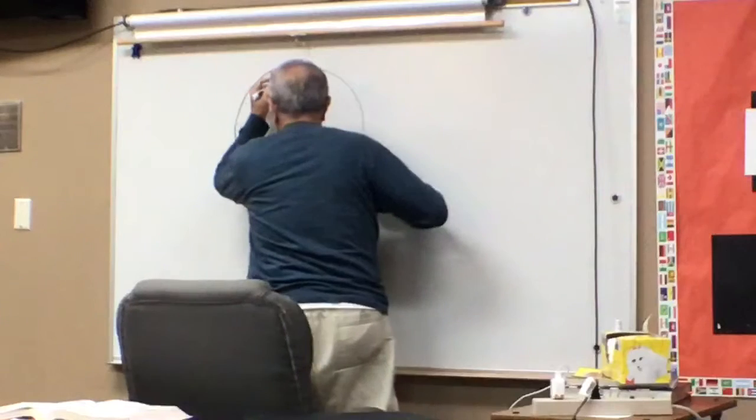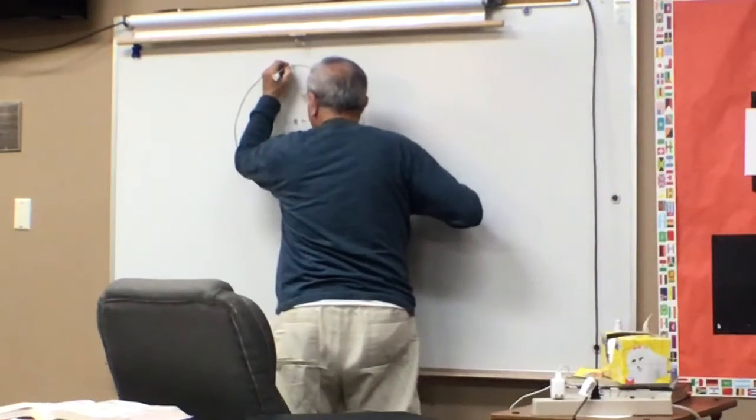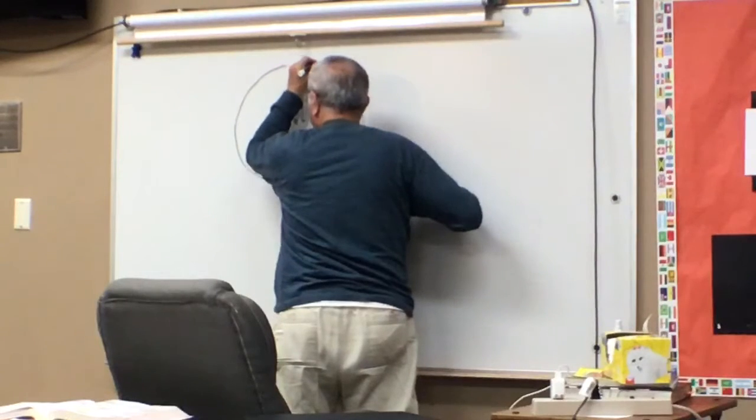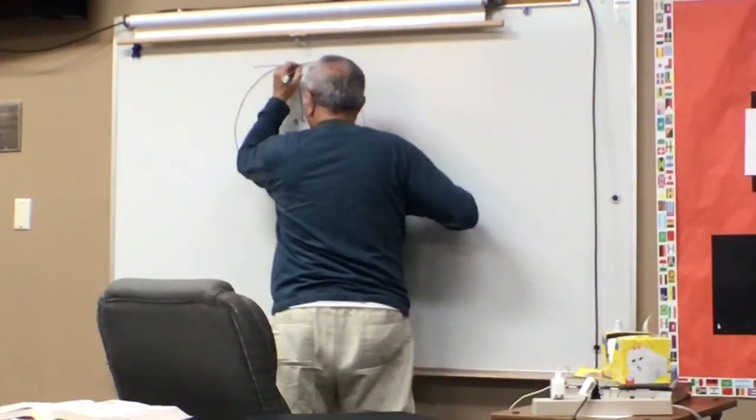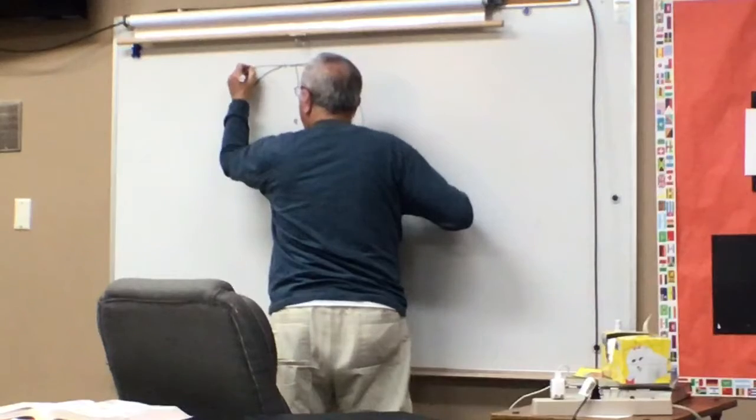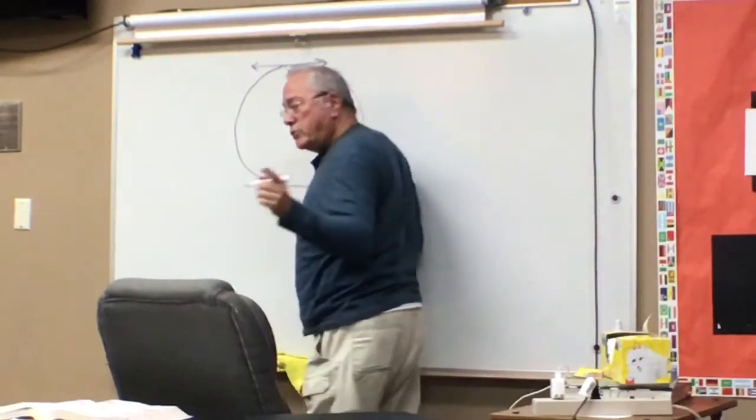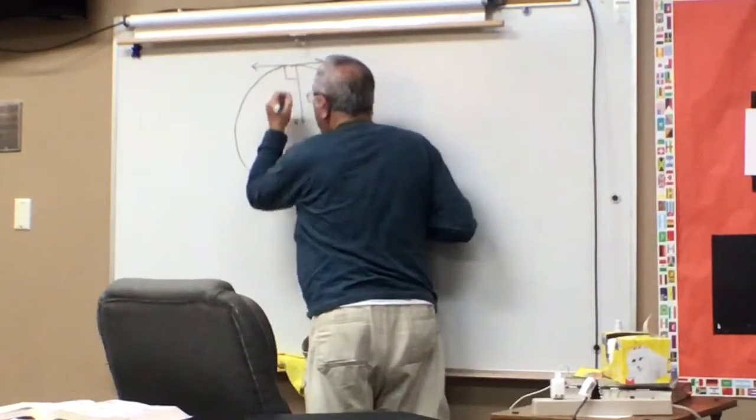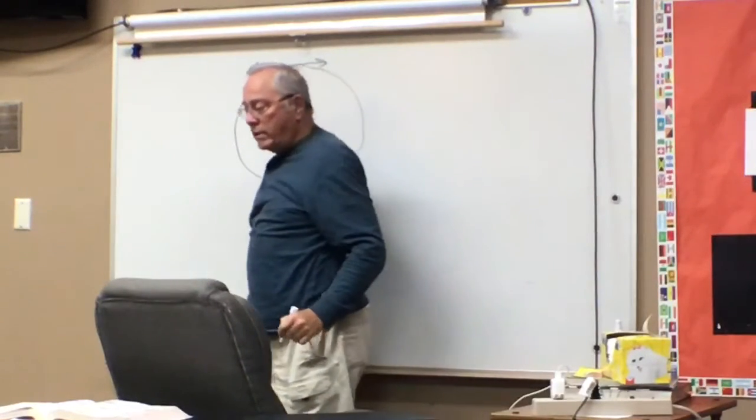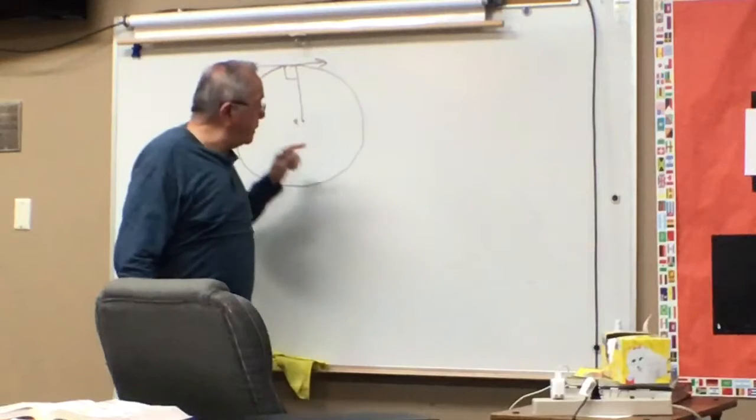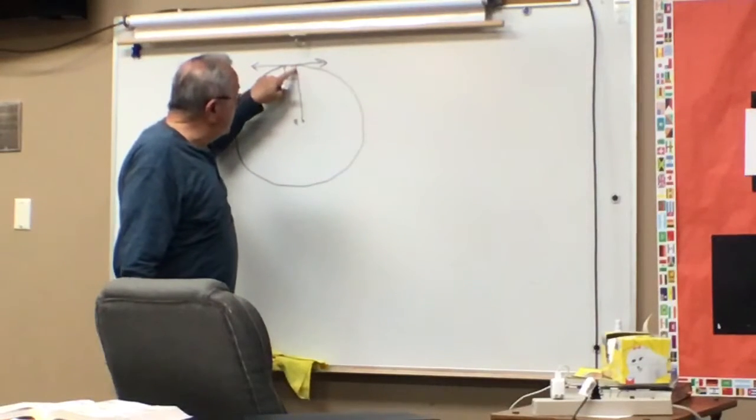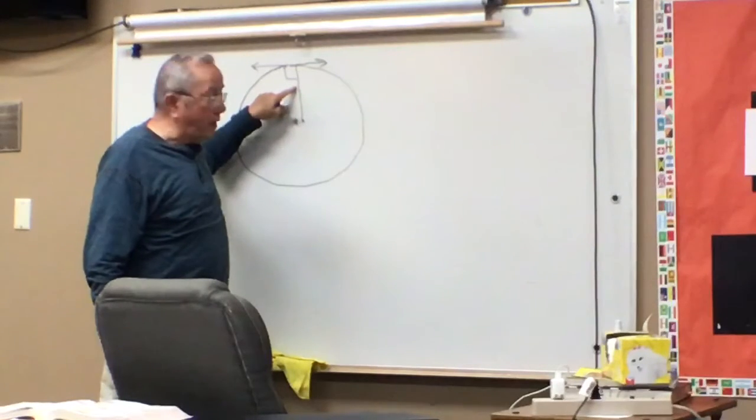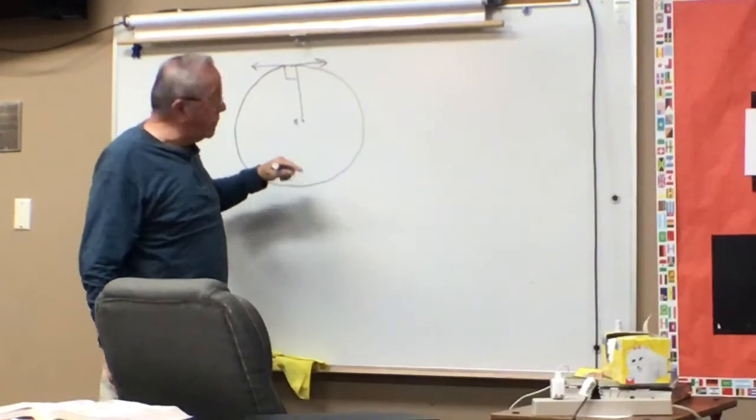All right, so here I'm going to put up my radius. Now, that point of tangency forms a right angle. That's all they're saying. It says the radius drawn from the center to that point of tangency always forms a right angle. So that takes care of that one.